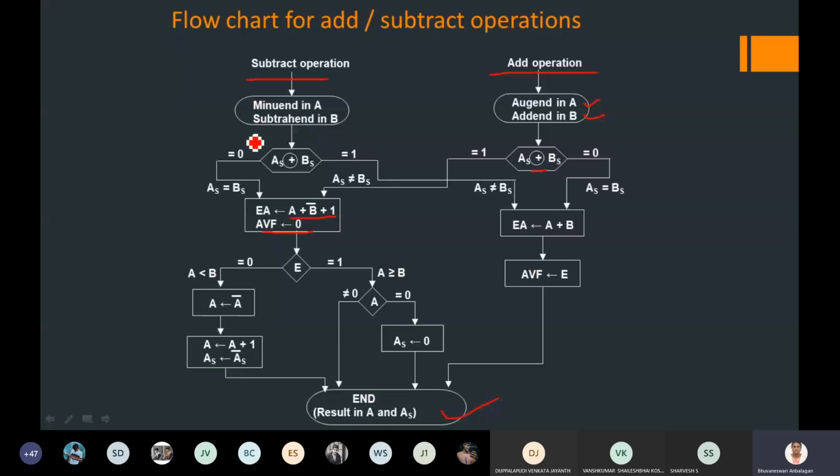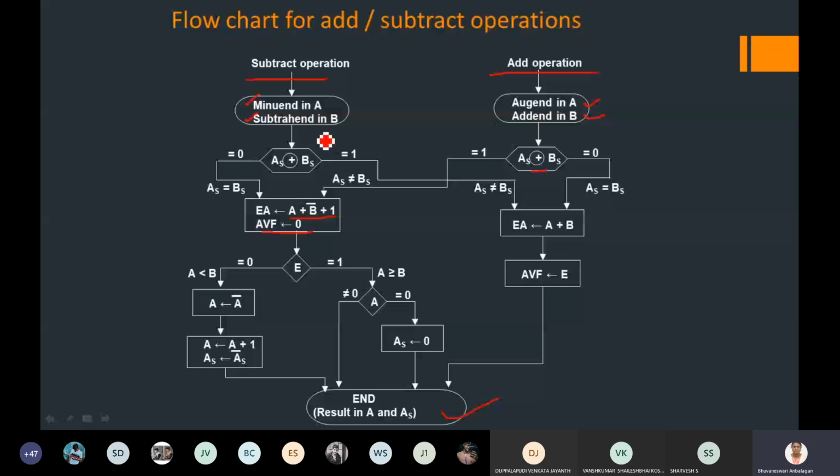In case you are going to do the subtract operation, you have to make sure the minuend is in A and the subtrahend is taken as B. The flow chart of the excess table is given here so that you can understand.